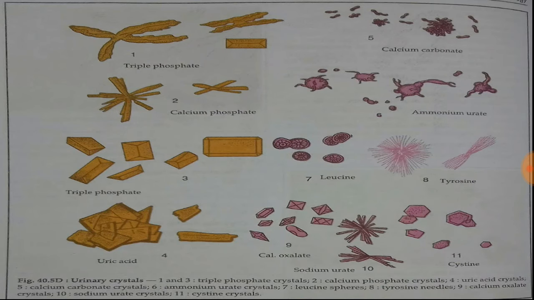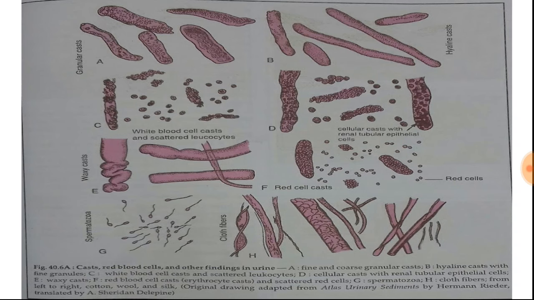Here we describe the urinary crystals found: triple phosphate, calcium phosphate, uric acid, calcium carbonate, ammonium urate, leucine, tyrosine, calcium oxalate, sodium urate crystals. Next, granular cast, hyaline cast, white blood cell cast, waxy cast, spermatozoa, cellular cast in renal tubes, epithelial cells, and red cell cast can be found in a urine sample.